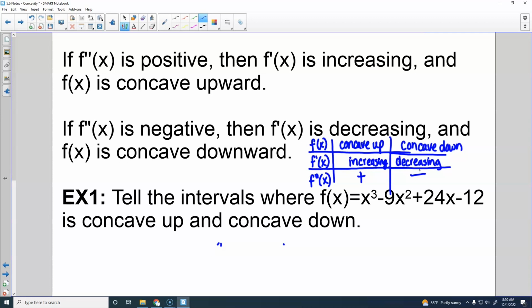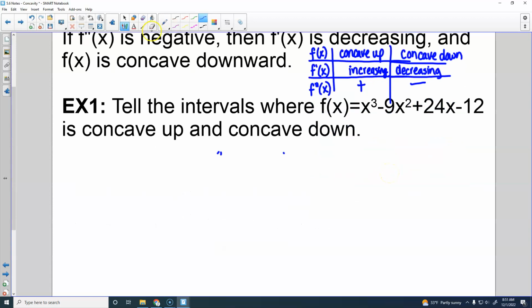So whenever you have problems for concavity, if you're given an equation like this, the easiest thing to do is to look at your second derivative. If your second derivative is positive, f of x will be concave up. If it is negative, you'll have the function being concave down. So the easiest thing to do here for this one in particular, because the second derivative is really easy to find here, is to look at that second derivative.